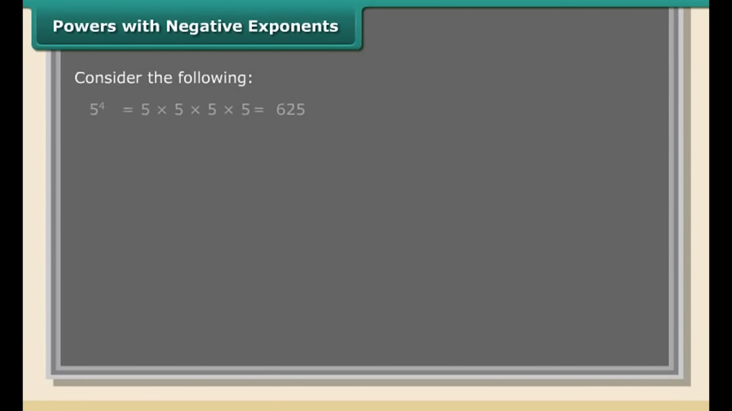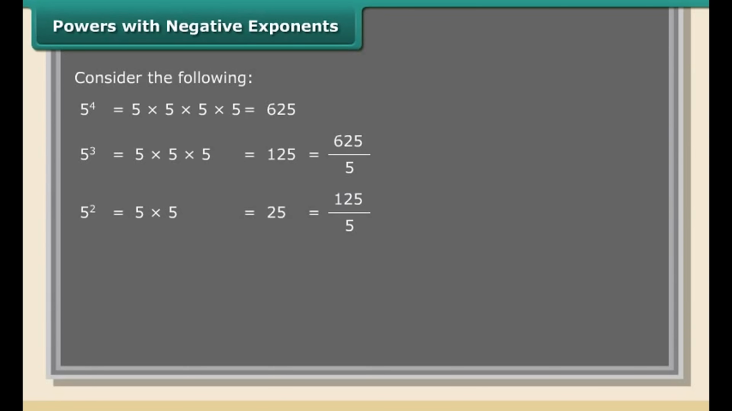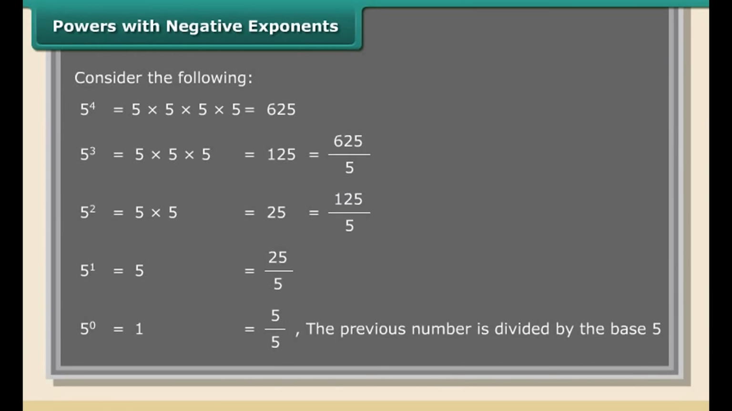Consider the following. 5^4 = 5 × 5 × 5 × 5 = 625. 5^3 = 5 × 5 × 5 = 125, which is equal to 625 upon 5. 5^2 = 5 × 5 = 25 is equal to 125 upon 5. 5^1 = 5, which equals 25 upon 5. 5^0 = 1, which equals 5 upon 5. The previous number is divided by the base 5.